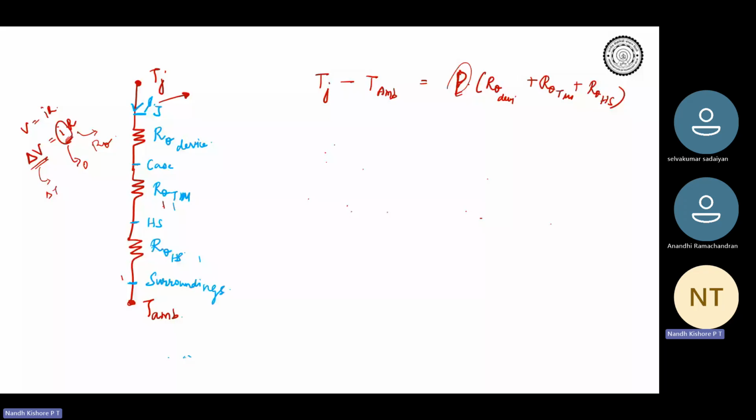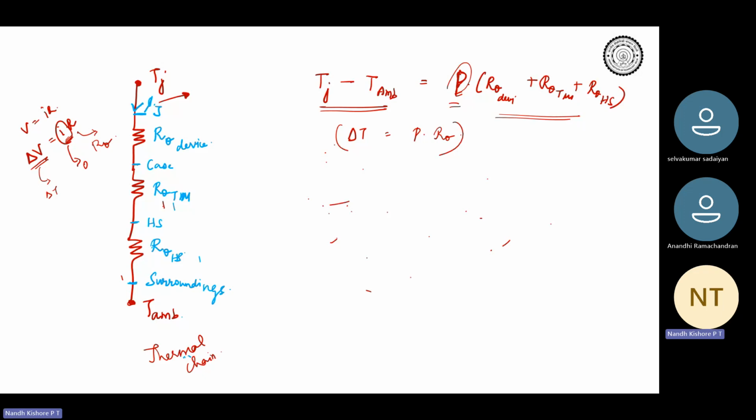So just remember Ohm's law. This is analogous to V, this is analogous to I, and this is the same as R. So delta T is basically P into R theta, something like this. So in our thermal chain, we call this the thermal chain. Okay.